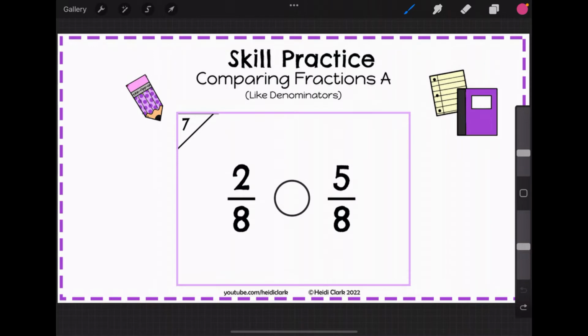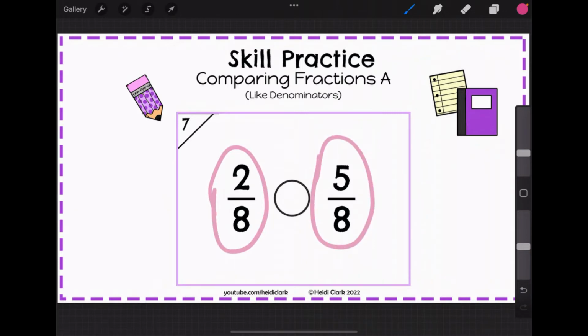Let's compare the fractions 2/8 and 5/8. You're trying to figure out which one is bigger. Now with a fraction, you've got two things to look at. You have the denominator and you have the numerator.